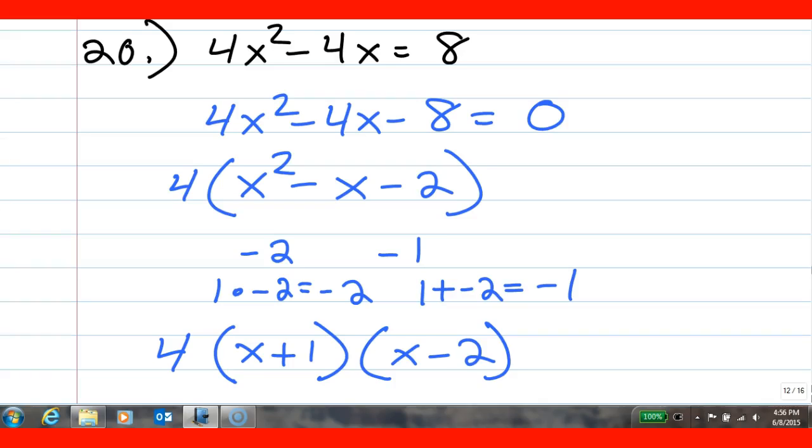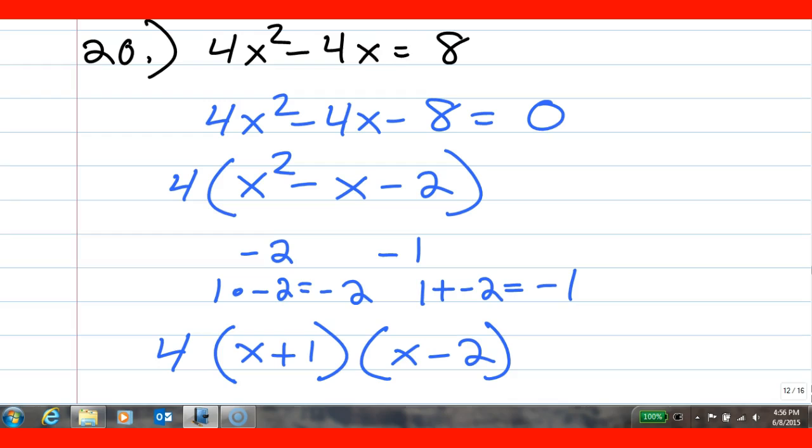Intermediate Algebra Mid-Course Assessment, questions 20, 21, and 22. In question number 20, we have 4x squared minus 4x equals 8. What we're going to do with this one is solve, just like we did with number 19.